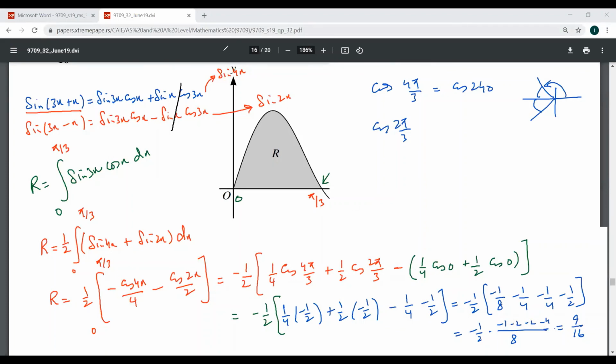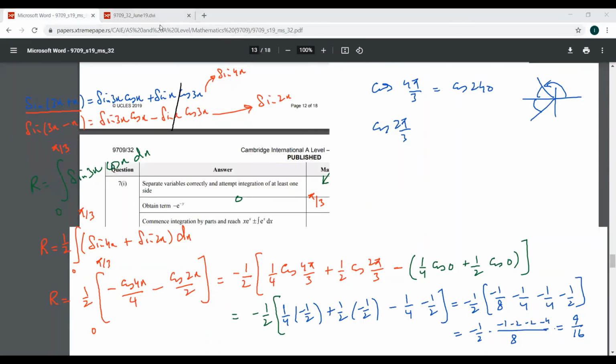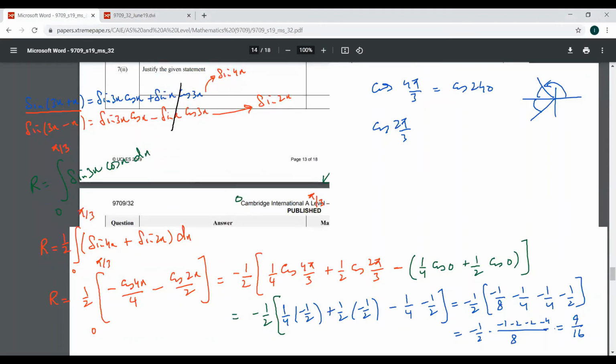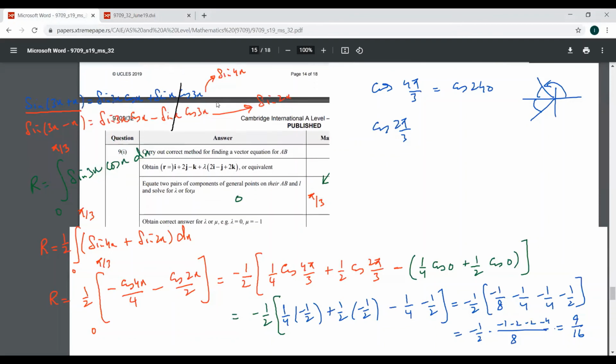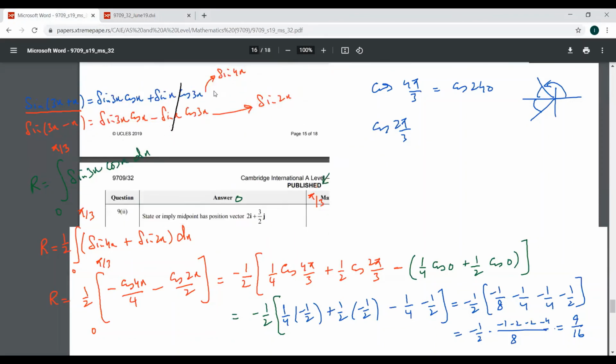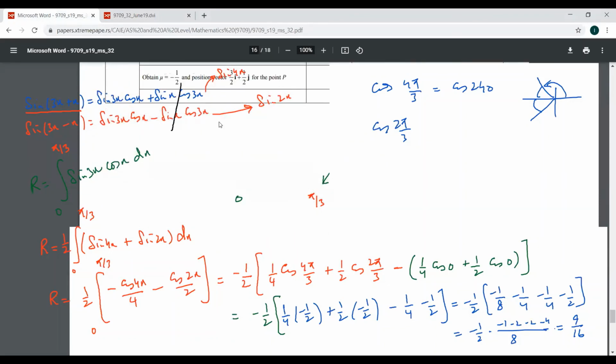Let's check the answer quickly if this is really 9 over 16. This is question number 10, I think it's the last question.